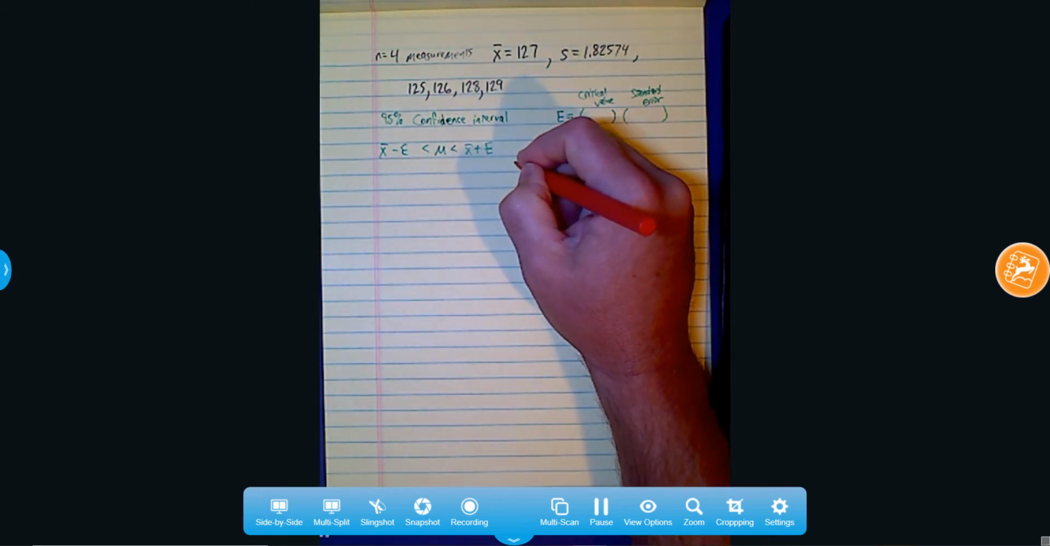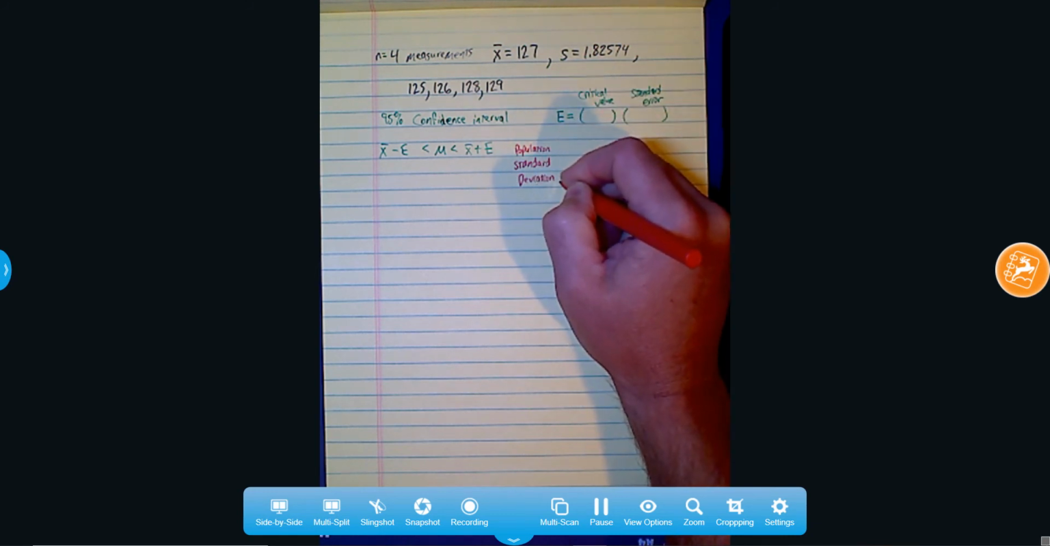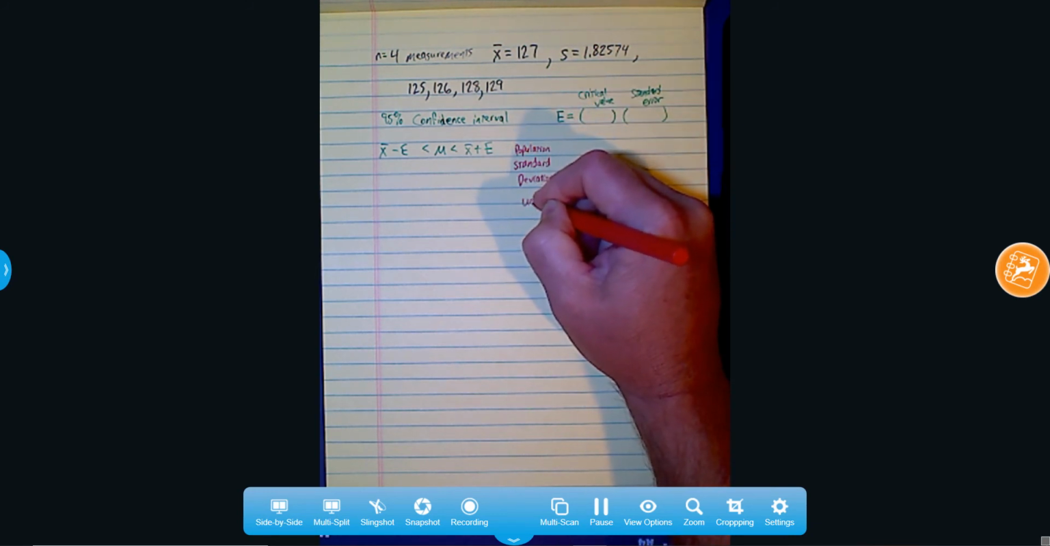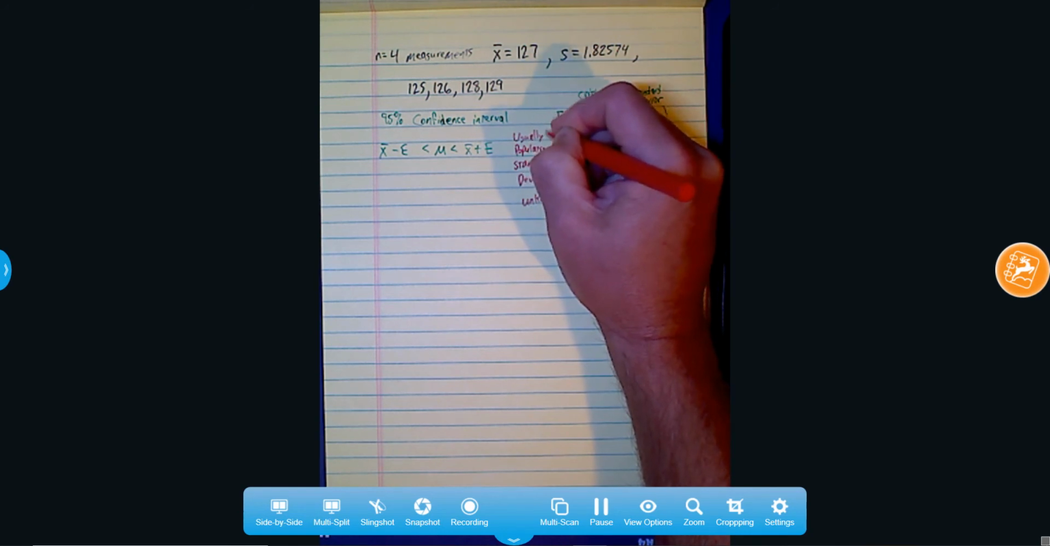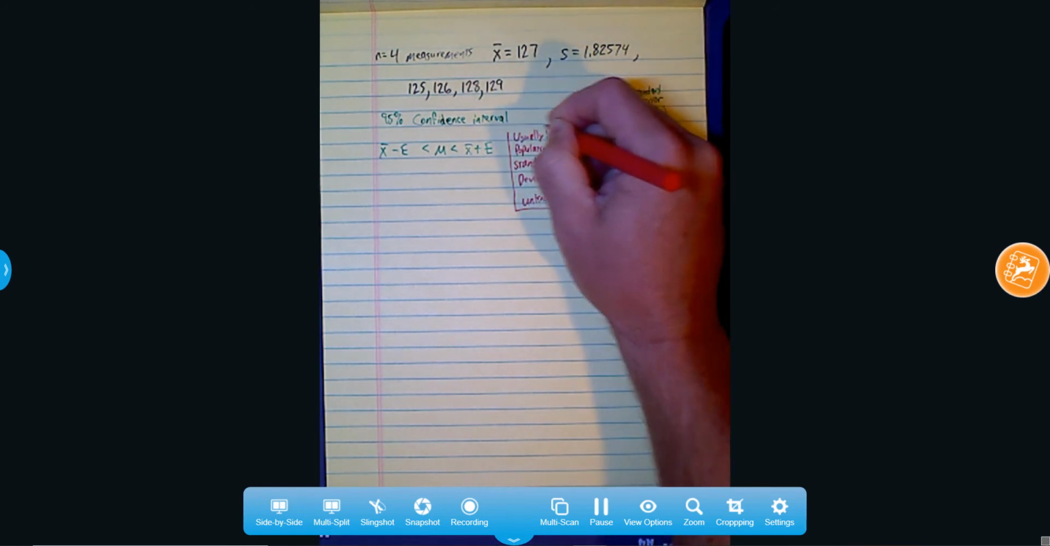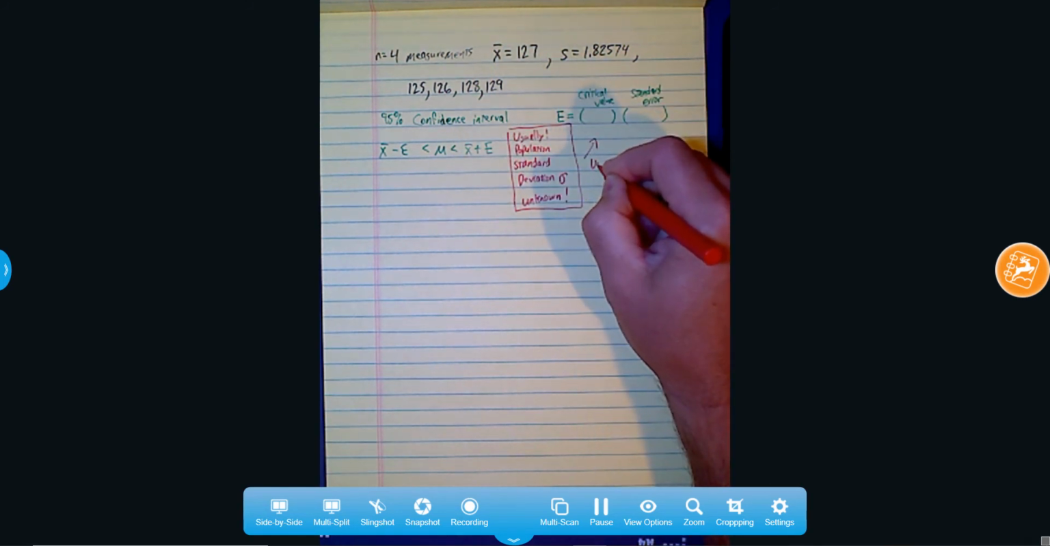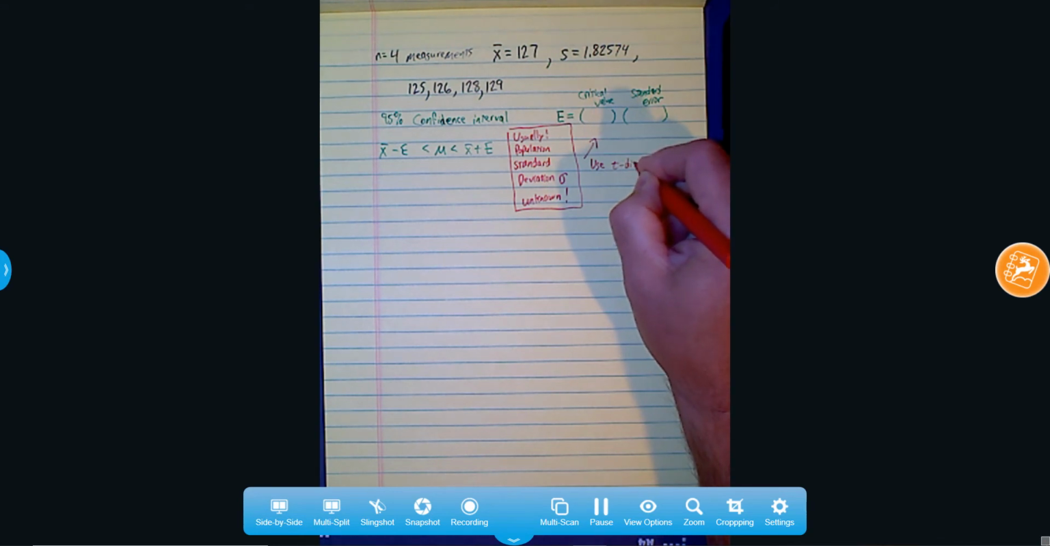Now, here's the deal. When the population standard deviation, which is called sigma, is unknown, and I'm going to say usually the population standard deviation is unknown, then, in that case, we need to use what's called the t-distribution to get the critical value.